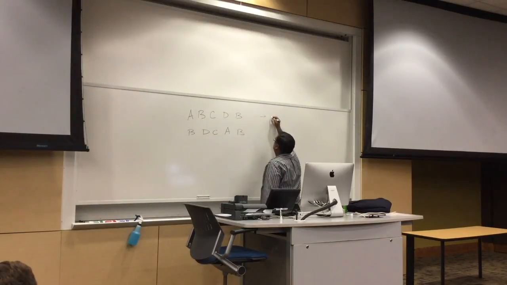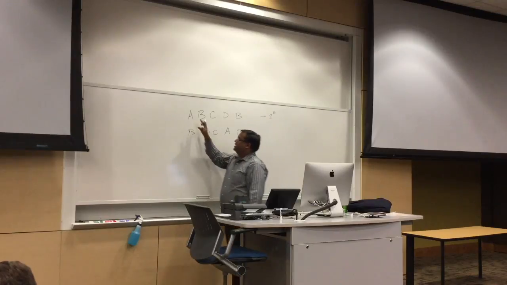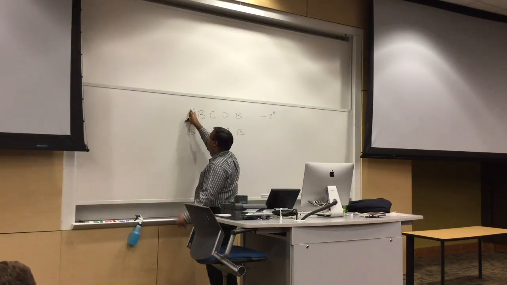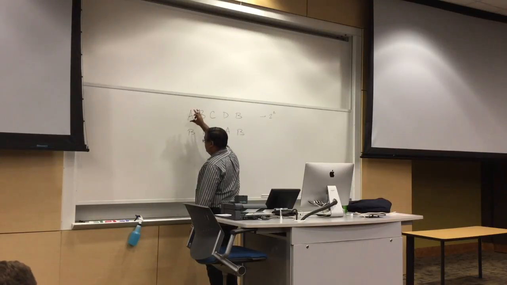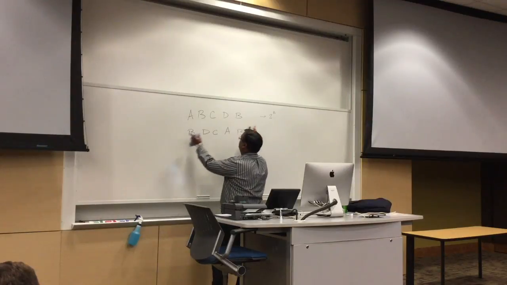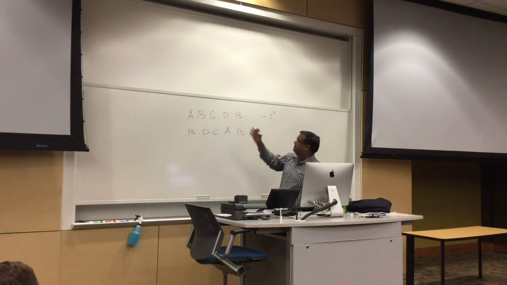And so 2 raised to the power n is the number of subsequences. Basically, you either include this character or you don't include this character, and so on. So if you have n characters, the decision is 2 for each one of them, and 2 times 2 times 2, multiplied n times, you get 2 to the power n.